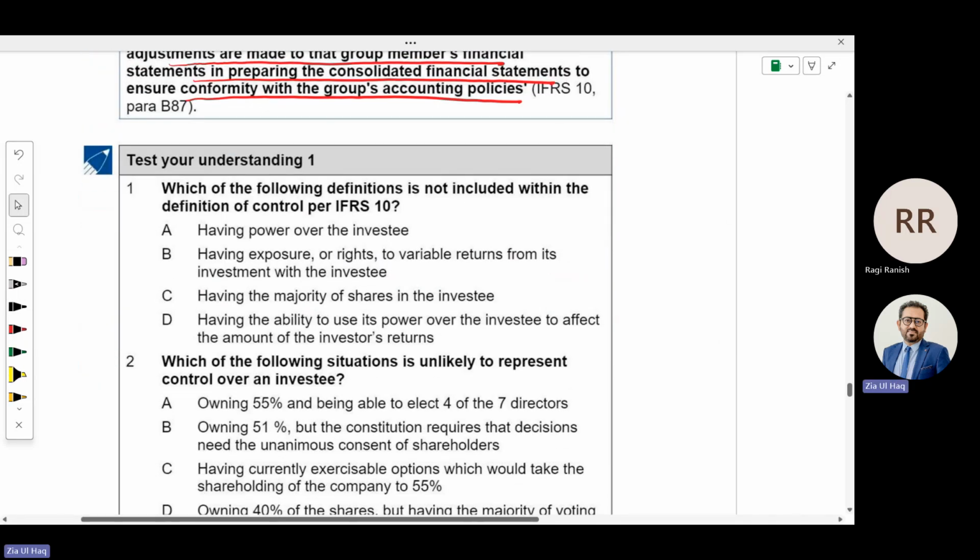Look, everybody, we test your understanding. One, requirement one. Options A, B, C, D.